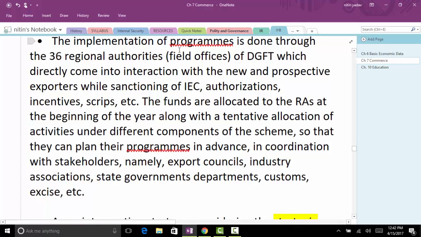So you can find this in OneNote, once you access OneNote. IYB is one of the sections that I have made. Under this IYB section, I will add different chapters, and keep on adding as we keep doing the classes. So we are doing chapter number 7, commerce.